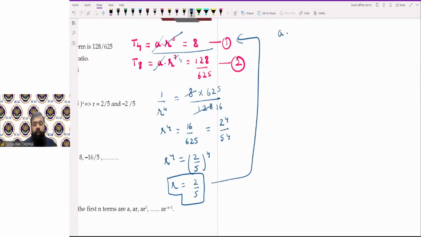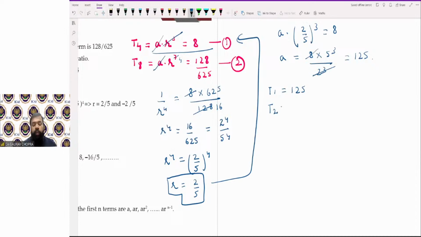So A multiplied by (2/5)^3 is equal to 8. So let's solve. A will be equal to 8 into 5 cube upon 2 cube. So this can be cancelled. So the value of A is 125. So first term is 125.